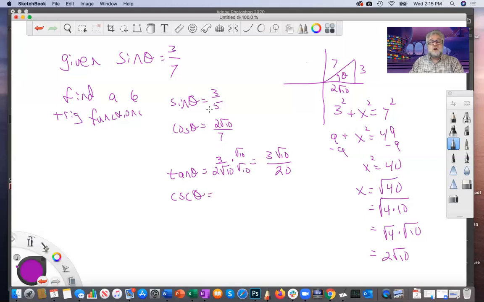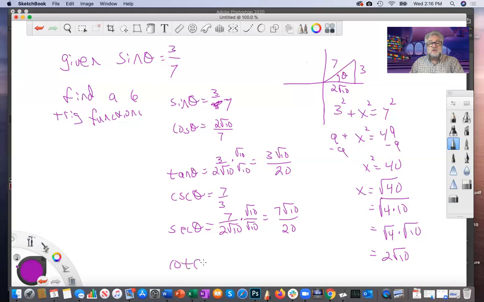And then cosecant is 1 over sine. So it's going to be 1 over this. So it'll be, oops, I wrote that wrong. That should be a 7, right? So that should be 7 over 3. And secant theta is 1 over this, 7 over 2 radical 10. And again, multiply by radical 10 over radical 10. We get 7 radical 10 over, that gives me a 10 times 2 is 20.